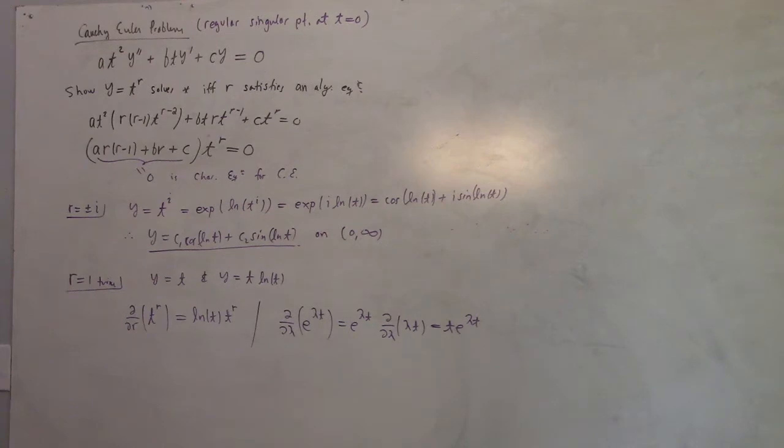Okay, so this is the Cauchy Euler problem. Now, there are a couple different ways to go here. I can't remember what I did in the paper. Are we missing one case? Does the complex one cover the case where it doesn't have to be complex?